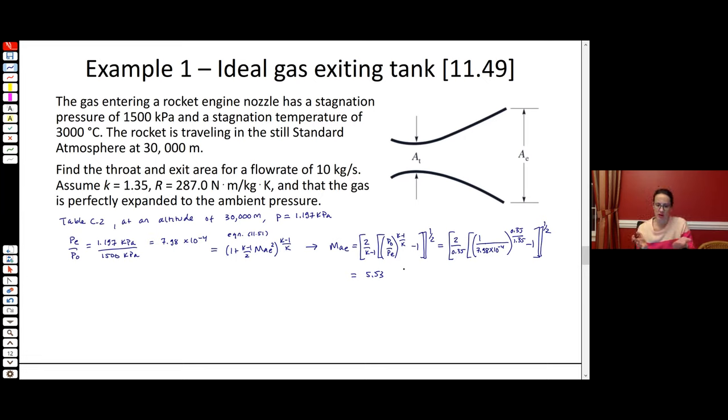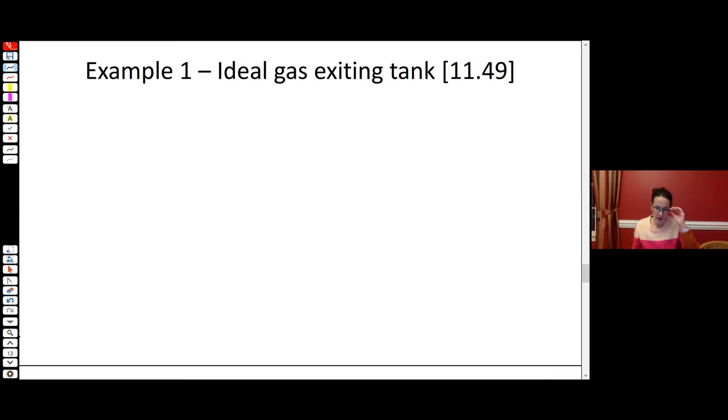Now, since the Mach number at the exit is supersonic, we know that the Mach number at the throat must be sonic. So then the area of the throat is the critical area, A star. Okay. Now we take these mass flow relationships.